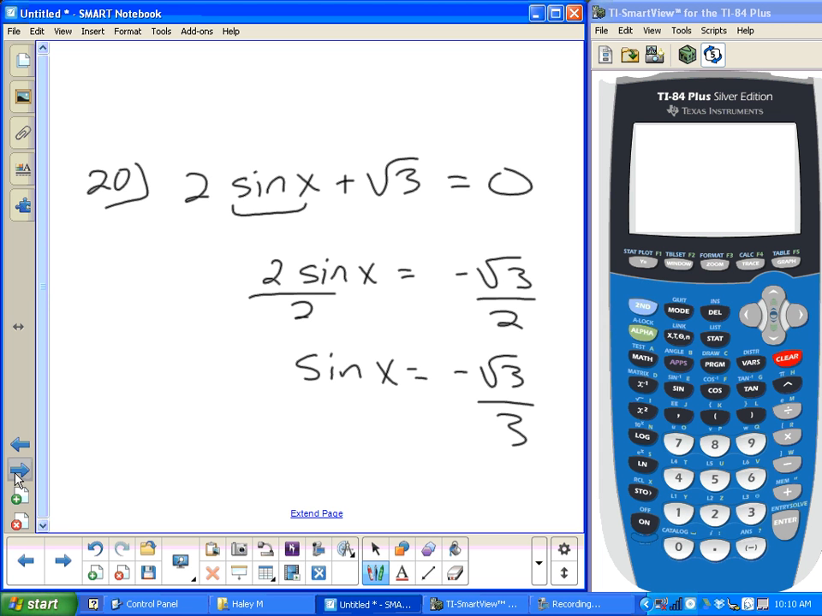So now let's look on our unit circle. Where on our unit circle is the sine negative square root of 3 over 2? Four pi over, nope, that's not right. Can't find it. All right, 5 pi over 3 and 4 pi over 3. Now, if my directions just said find answers between 0 and 2 pi, that would be it.